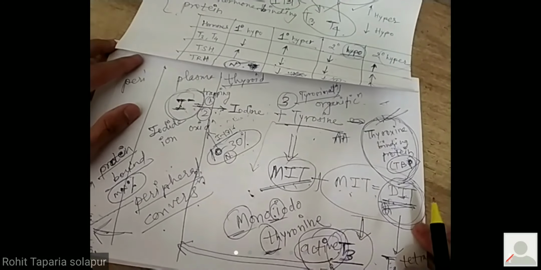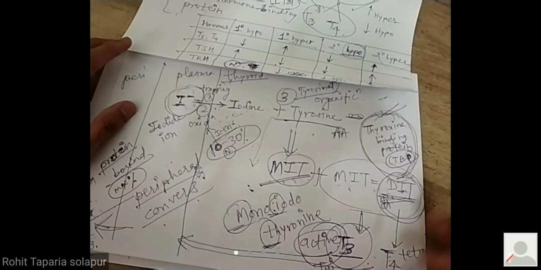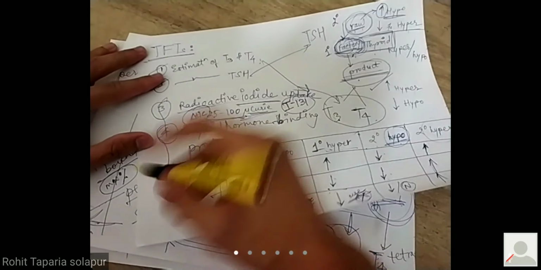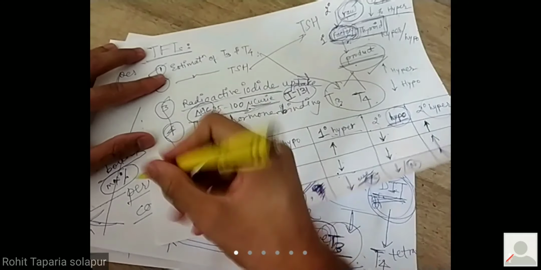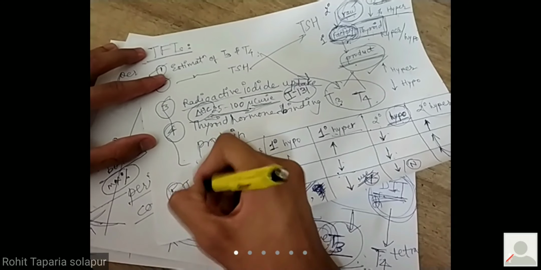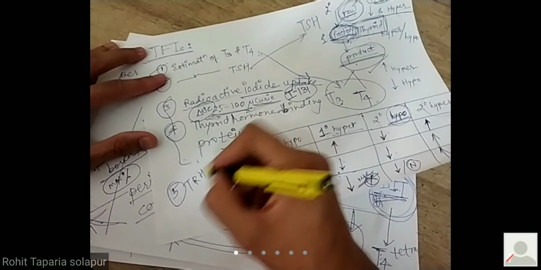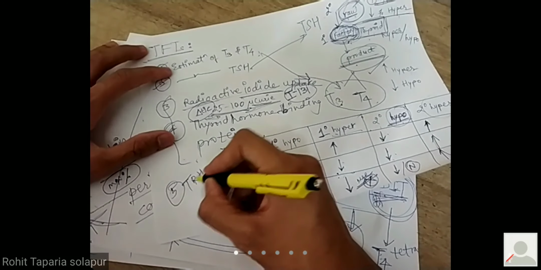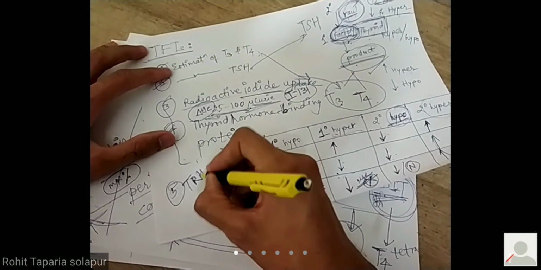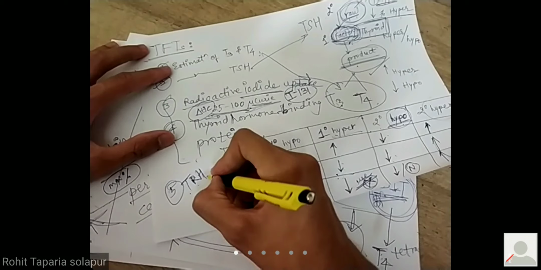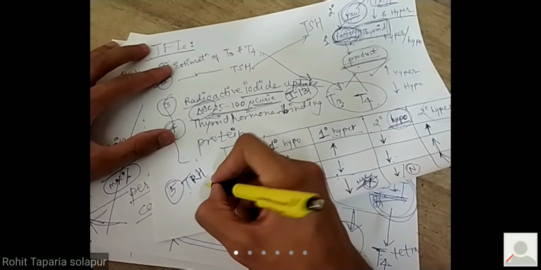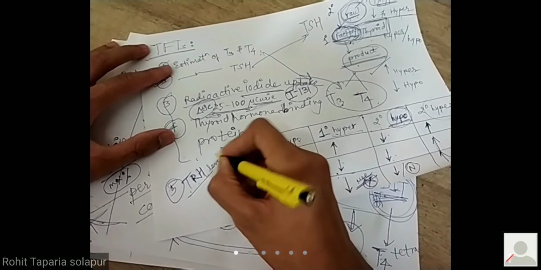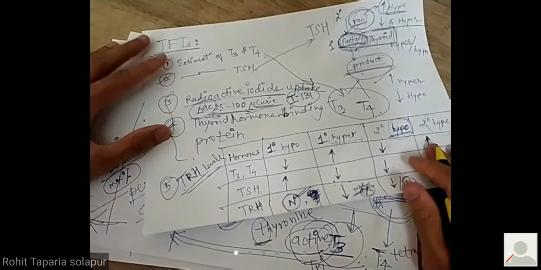Okay, and one more thing is the TRH level. Okay, TRH level, that is thyrotropin releasing hormone, secreted by the hypothalamus. So when do you see the TRH levels?